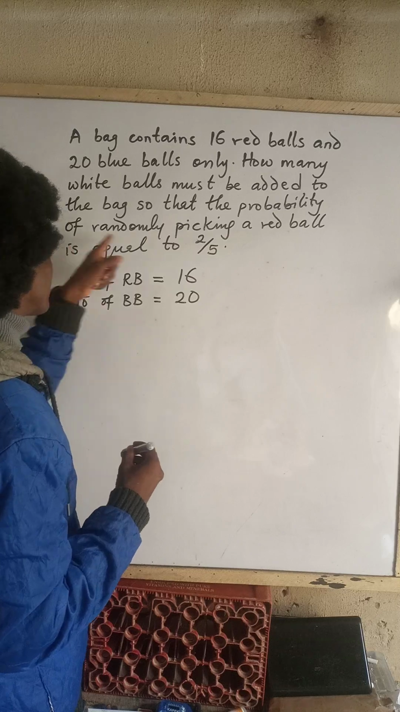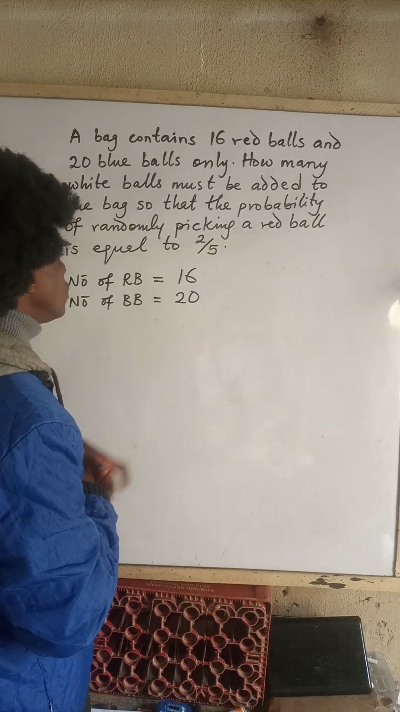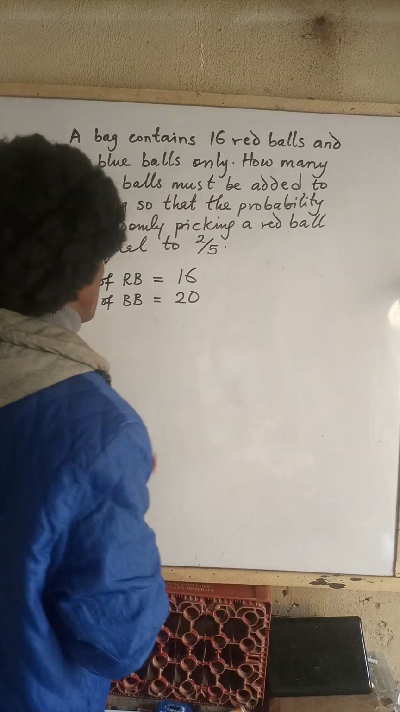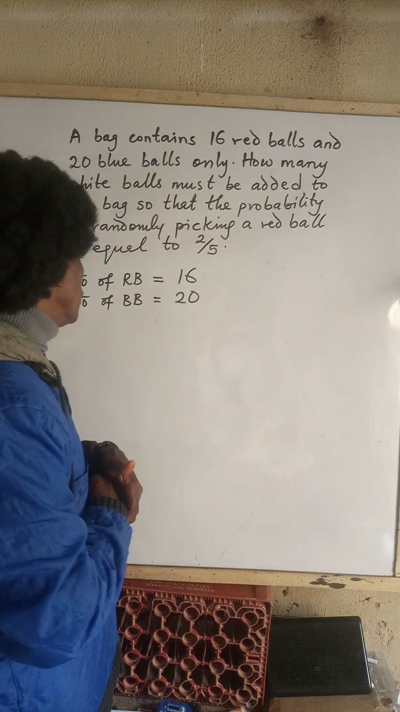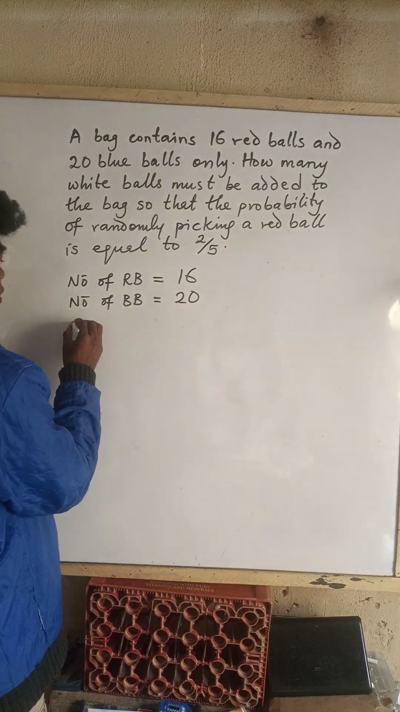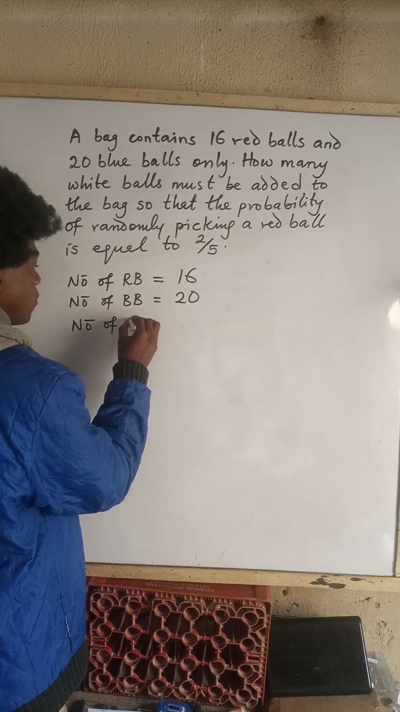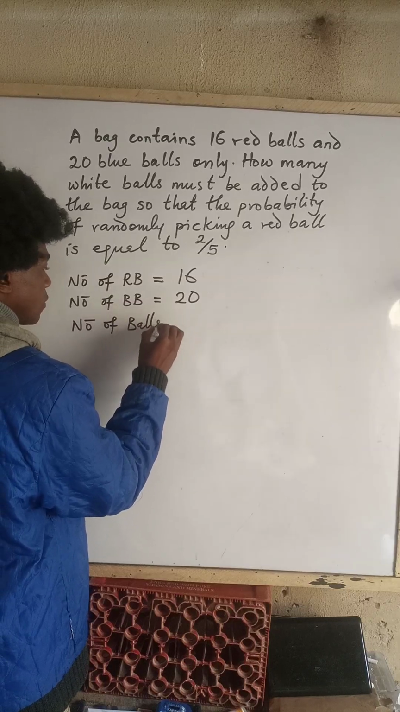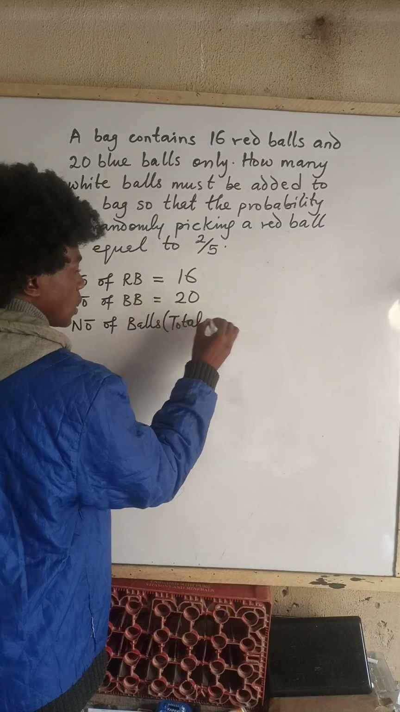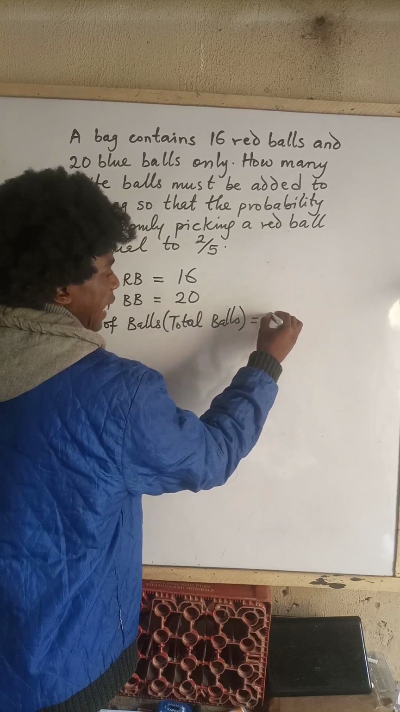Okay. Now, the question says, how many white balls must be added to the bag so that the probability of randomly picking a red ball is equal to 2 over 5? Now, as it stands now, we do not know the total number of balls in the bag, so we can assume it to be any letter of our choice. Let's assume the total number of balls to be n.